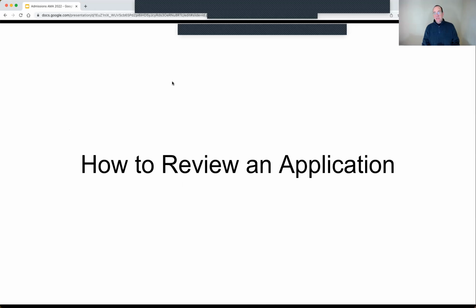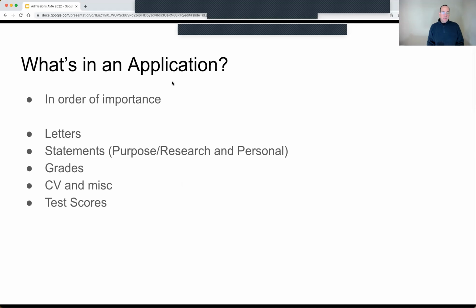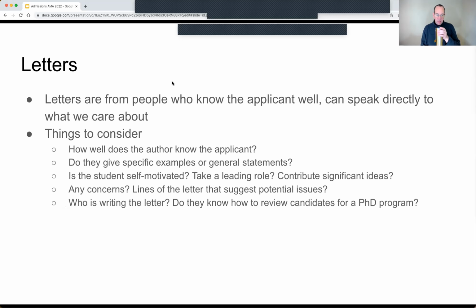Again, these are the same slides I share with our reviewers. So what's in an application? Okay, this is the order of importance of what's in your application. And this should give you some guidance about how to put together your application. So from most important to least important, letters, your statements of purpose and research statements, your grades, your CV and other miscellaneous information you give us, and your test scores. And I'll go through each one of these in order from most to least important to tell you what we're looking for. So let's talk about letters.